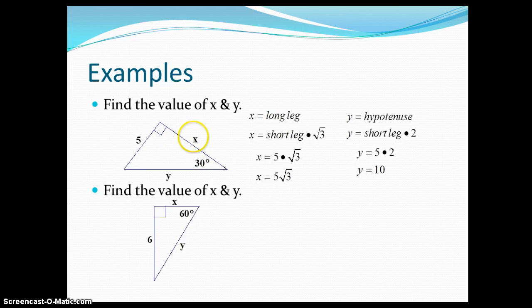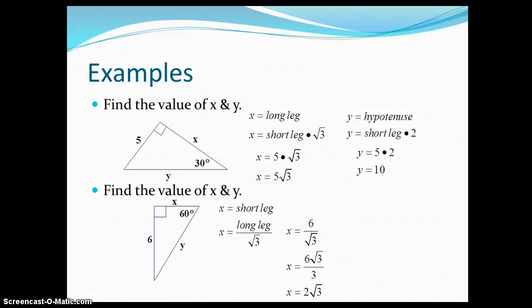In the second example, 6 is the long leg. It's across from the 60. So to find x, we're going to have to take our long leg and divide it by the square root of 3. We get this because remember, the long leg is equal to the short leg times square root of 3. So if we divide both sides by the square root of 3, we get the short leg is the long leg divided by the square root of 3. Which means we're going to have the long leg 6 divided by the square root of 3. Rationalize the denominator like we did in the last triangle. And we get 6 square root of 3 over 3, or 2 square root of 3.